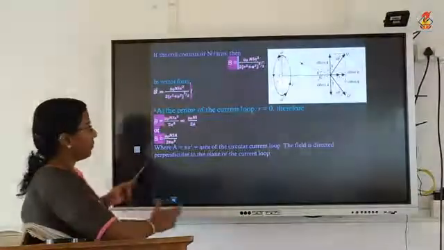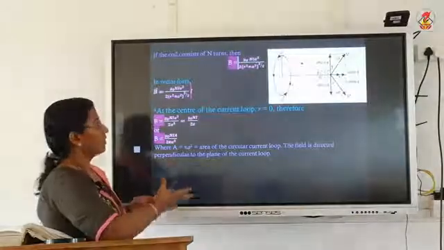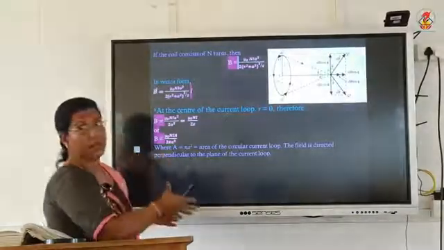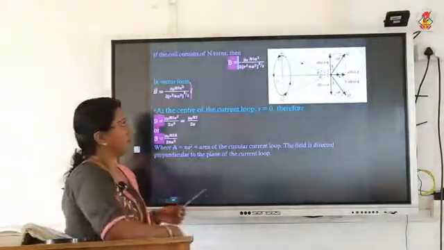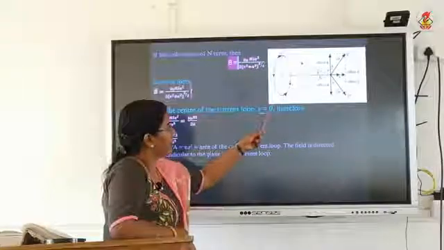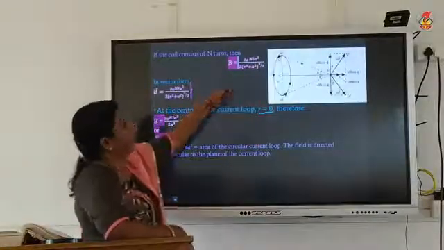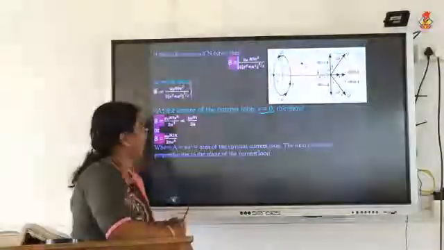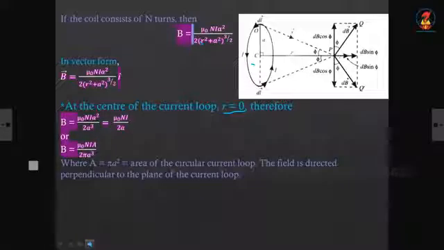First one: imagine I want to know the magnetic field at the center of the loop. What must you do? You have to put r equal to 0 in the above equation, and if you put r equal to 0, we get the equation as B is equal to mu 0 N I a square divided by 2 a cube. If you cut the common terms, you get mu 0 N I divided by 2a.